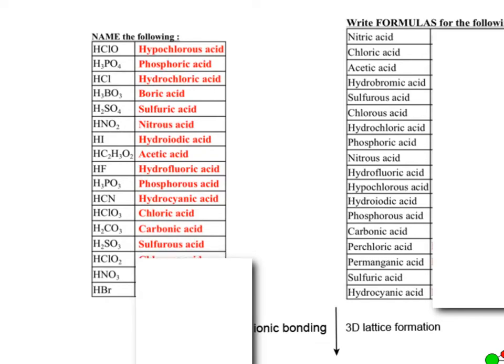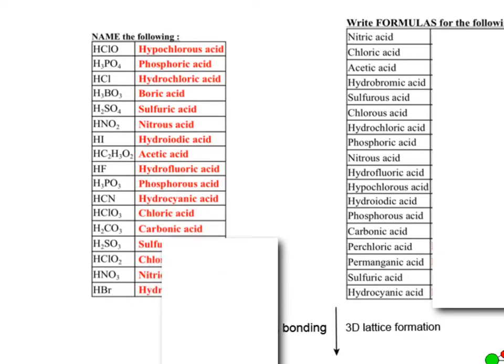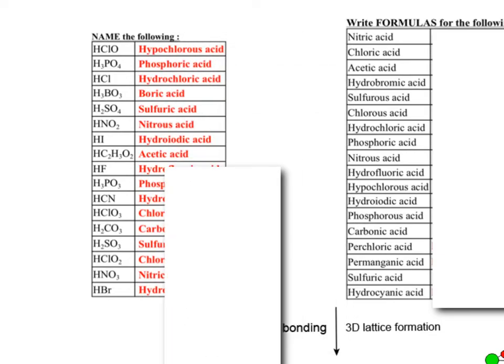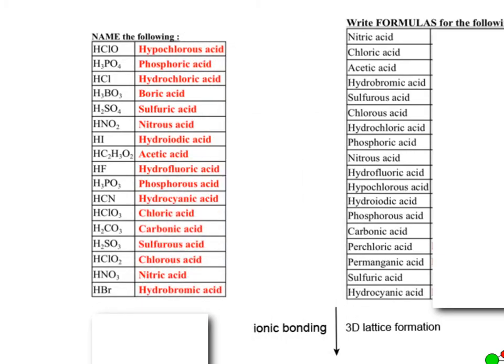HClO2, chlorous acid, because it's a chlorite anion. And HNO3, you all know this one, nitric acid. HBr, ooh, it has an ide anion, hydrobromic acid. All right, so y'all can do that. Let's move on to writing the formulas.